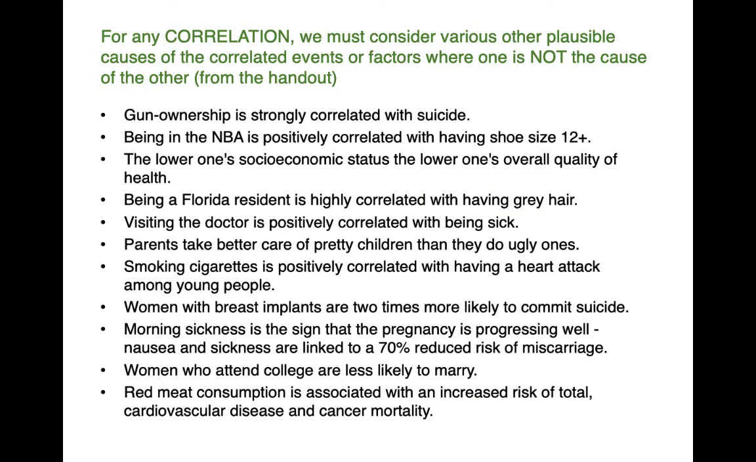All right then, summarizing with some examples here, for any correlation, we must consider various other plausible causes of the correlated events or factors where one is not the cause of the other. And this is from the handout I have for you in Module 4, Chapter 10. Some of these are going to be silly or you think obviously only accidental. And again, you'd have to test these to be sure, but these are actual measured correlations. They are real associations. Now the question is whether there's any sort of real connection.